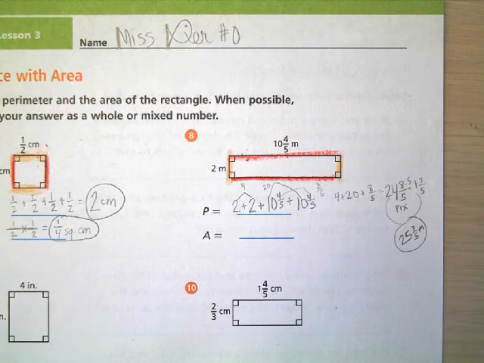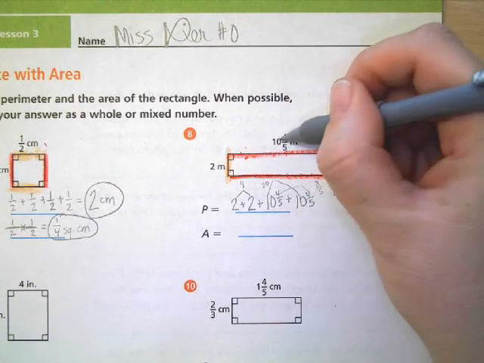So yeah, perimeter is easy, but now that you're in 5th grade, we're going to be making this a little more complicated by giving you fractions and decimals and making sure you know how to do that. Okay, so the answer for perimeter on number 8 is 25 3/5 meters. All right, let's move on to area.